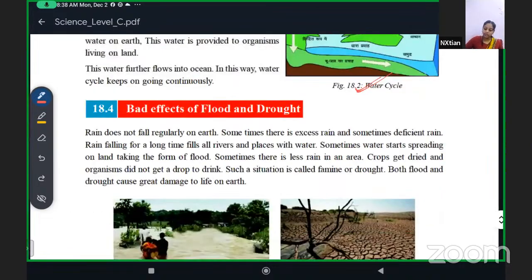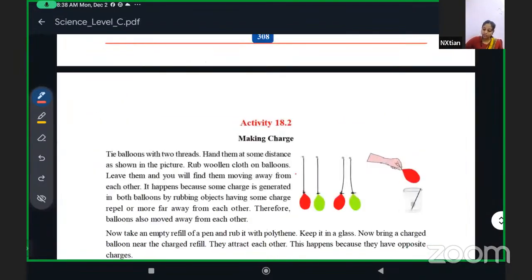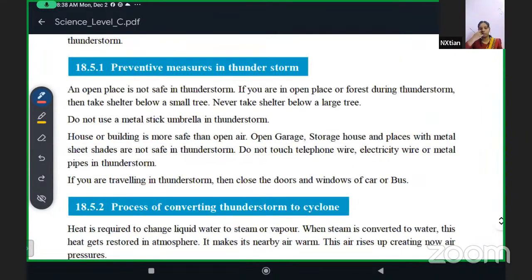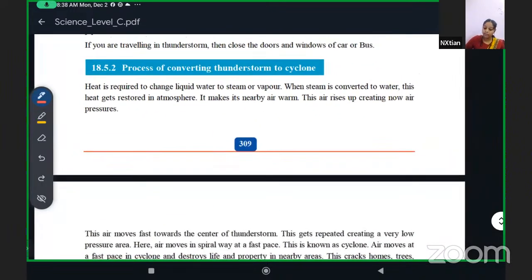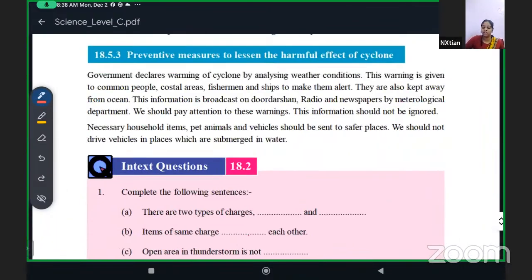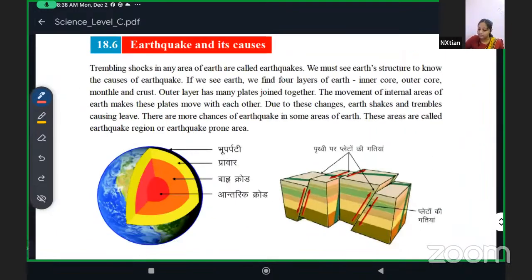Then we have the bad effects of flood and drought. Then thunderstorms and cyclones. Preventive measures are very important and sometimes asked: give preventive measures one should take against an earthquake, against a thunderstorm. So do all the preventive measures. Then the process of converting a thunderstorm to a cyclone, and the harmful effects of a cyclone. Then earthquakes and their causes.